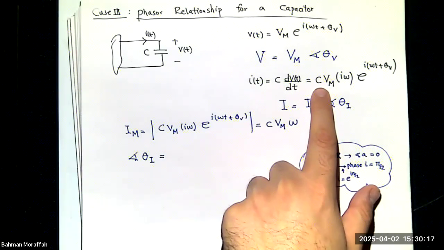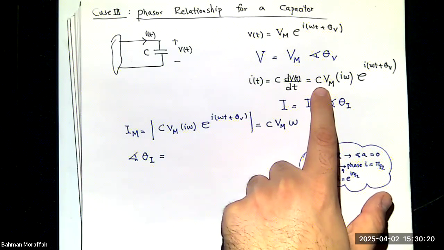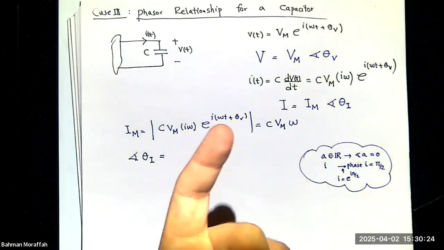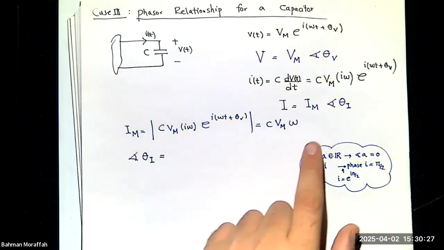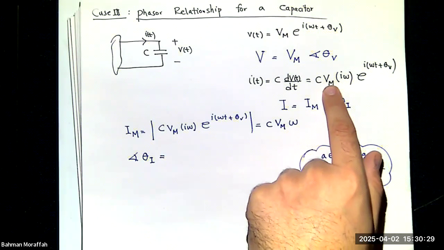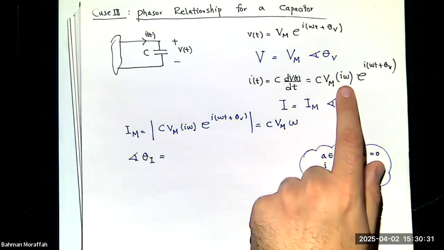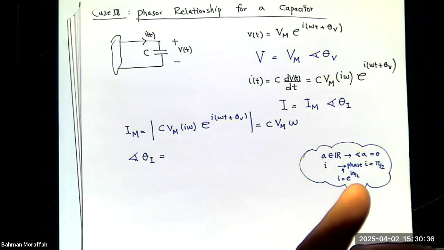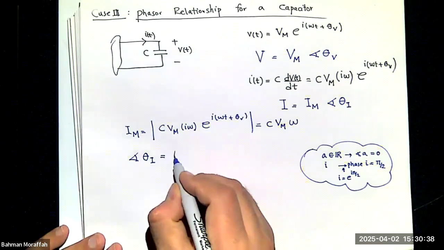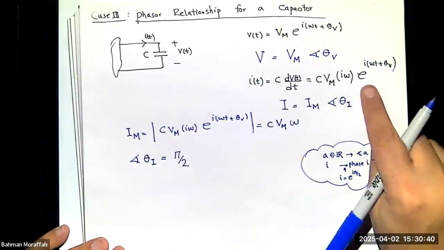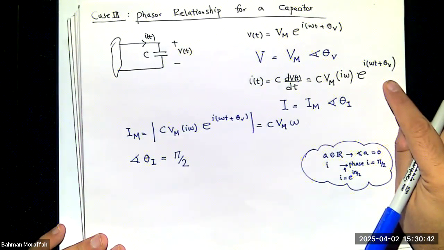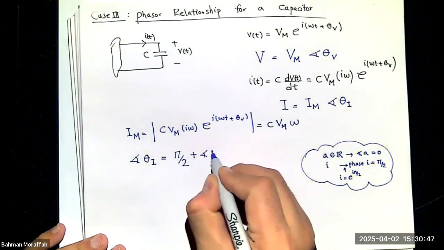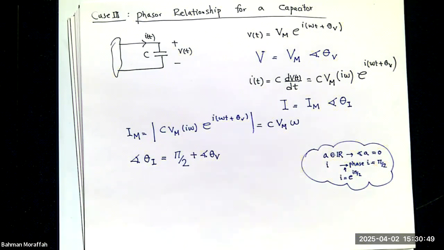What is the phase of C? C is a real number. So what is the phase? 0. What is the phase of Vm? Still 0. What is the phase of i omega? It's just the phase of i. So it's pi over 2. What is the phase of e to the i omega t plus theta v? It's just theta v.